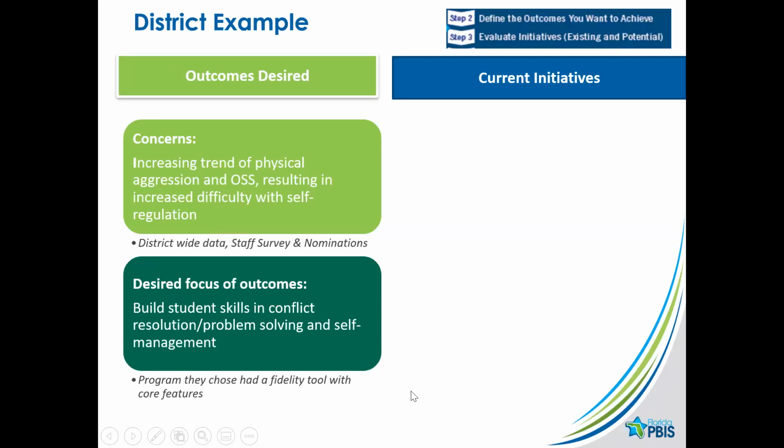So here, this is a district example. So you see on the left side, we're thinking about the concerns. Remember, kind of doing an assessment of what are the needs, and then what are some of those desired outcomes. And then thinking about the current initiatives that we have in place, such as PBIS, looking at fidelity of our implementation. So what do our benchmarks of quality scores look like? And then any character building programs, any data we have that can help us understand how we're doing with current implementation of character building programs.